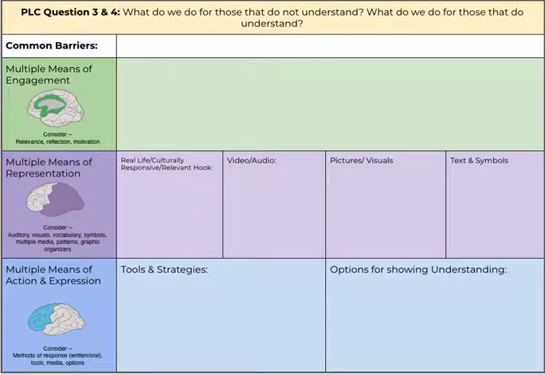Unpacking document addresses PLC questions 3 and 4, which basically ask, what do we do for the students that don't show that they know it? And then what do we do for those that do understand or do show that they know it? Typically these questions were more often thought about after an assessment and then gone back to look at interventions or reteaching. What we're asking is that we think about them prior to the first initial teaching.